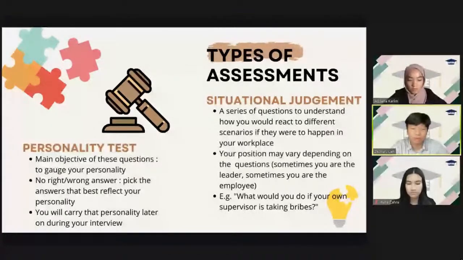But also do be aware that they may change the types of assessments throughout the years. So we can't really guarantee that, for example, if you're applying for YUEM, last year we got a personality test and situational judgment, this year you'll get the same thing. We can't guarantee that.